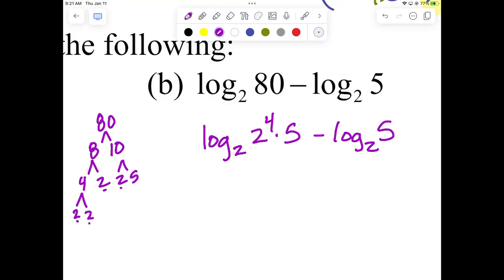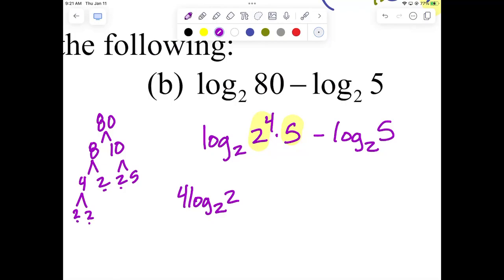So what does that mean? When in doubt, try and get your argument into its prime factorization. And you can use a factor tree or upside down birthday cake. Now that you have 80 written as 2 to the 4th times 5, can we not expand that out in one fell swoop? I have two factors, so I'm going to have two terms. So it's going to be 4 log base 2 of 2.